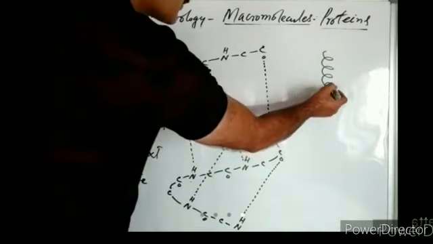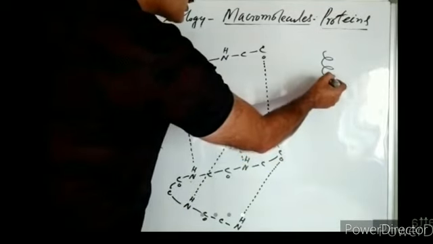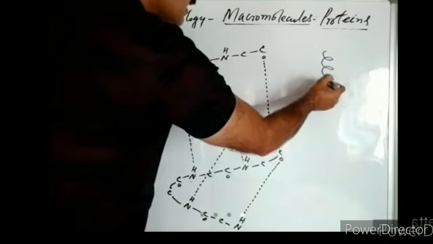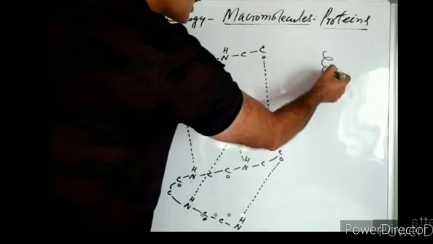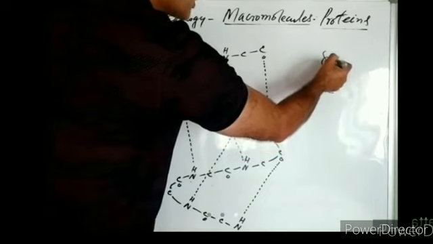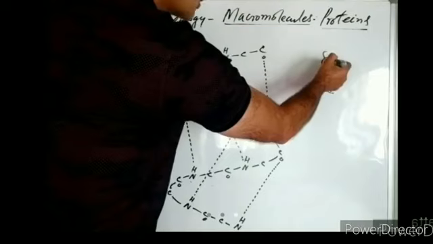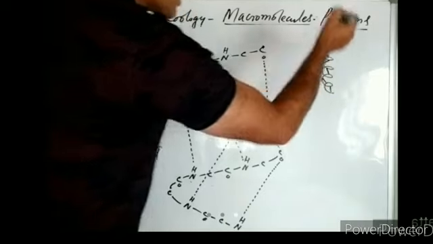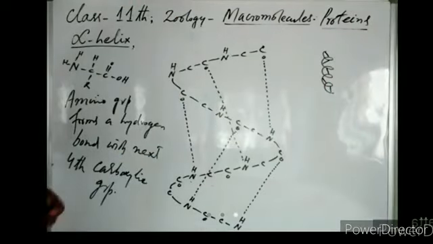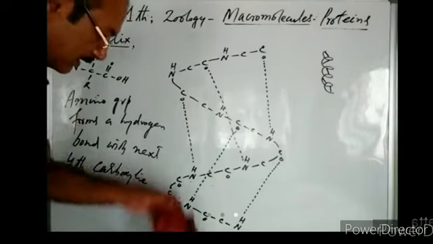So when hydrogen bonds are formed, they stabilize this helix. They do not allow this helix to get open. They do not allow this helix to get loose, right? So they stabilize the helix. Do you understand what I am saying?